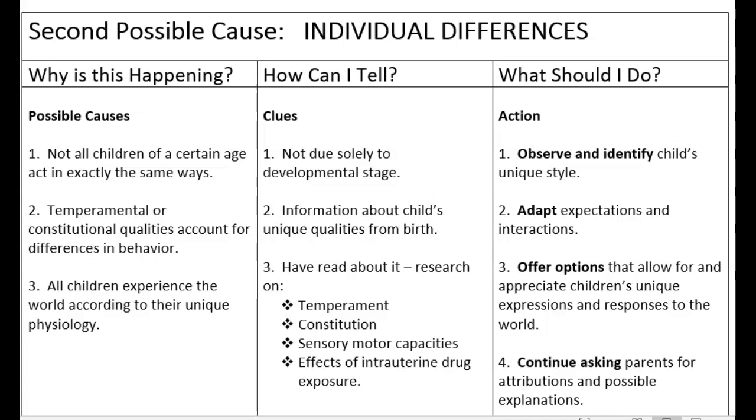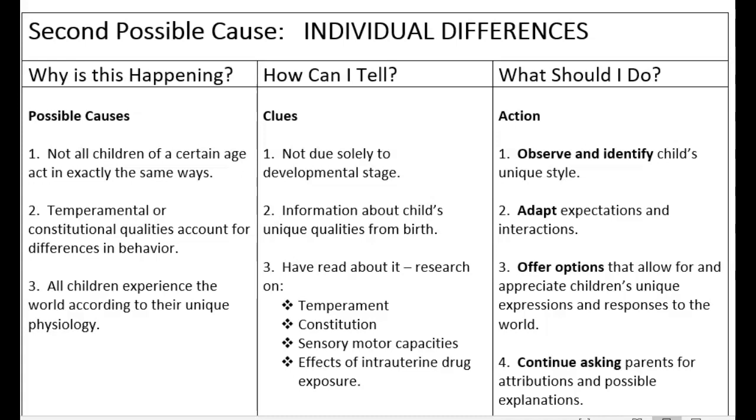You are getting to really know the child, so you have some information about how the child responds in their environment from birth. And you've read about temperament, sensory, motor capacities, the effects of drug exposure, medical kinds of issues that might be going on. So in other words, those things also might impact the development and the expression of individual differences. So what should you do? Well, you want to get to know the individual child really well.